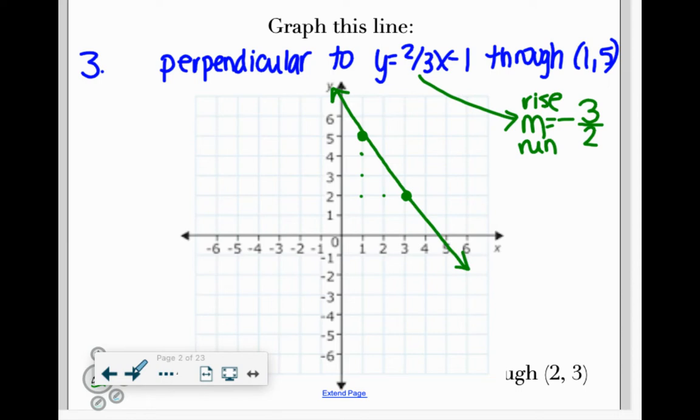So you're just using this one for its slope. And since it's perpendicular, I have to do the opposite reciprocal, whereas on the last one, I just kept it the same because parallel lines have the same slope.